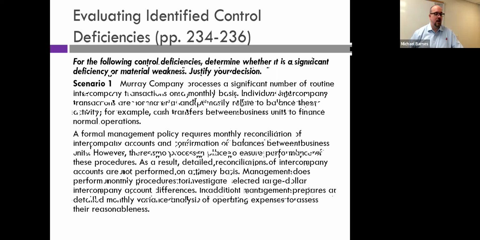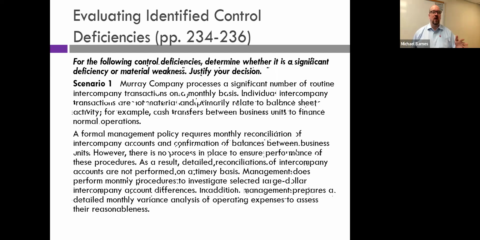Murray Company processes a significant number of routine intercompany transactions on a monthly basis. Individual intercompany transactions are not material and primarily relate to balance sheet activity, for example, cash transfers between business units to finance normal operations. A formal management policy requires monthly reconciliation of intercompany accounts and confirmation of balances between business units. However, there is no process in place to assure performance of these procedures. As a result, detailed reconciliations of intercompany accounts are not performed on a timely basis. Management does perform monthly procedures to investigate and resolve large dollar intercompany account differences. In addition, management prepares a detailed monthly variance analysis of operating expenses to assess their reasonableness.